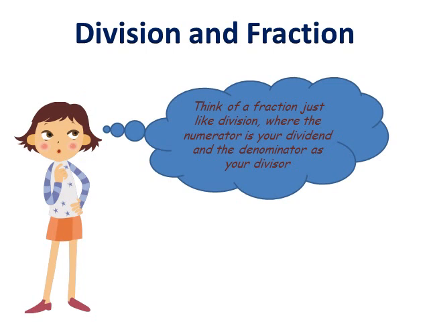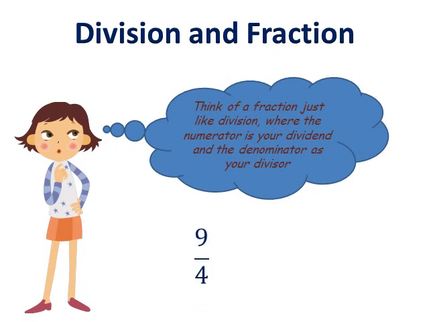So let us think of a fraction just like we think of division, where the numerator is your dividend, meaning the number that you divide, and the denominator is your divisor, meaning the number that you divide your dividend with. Say, for example, you have 20 divided by 5. 20 is your dividend and 5 is your divisor.